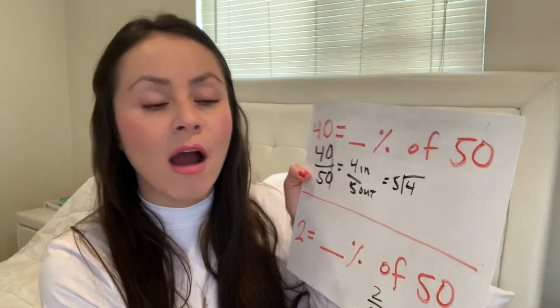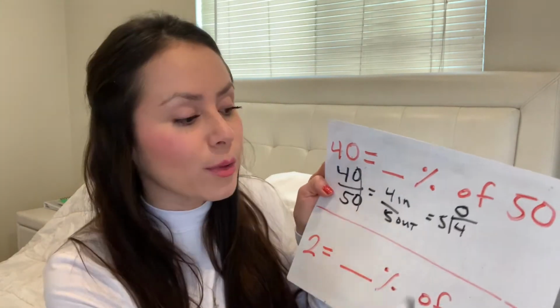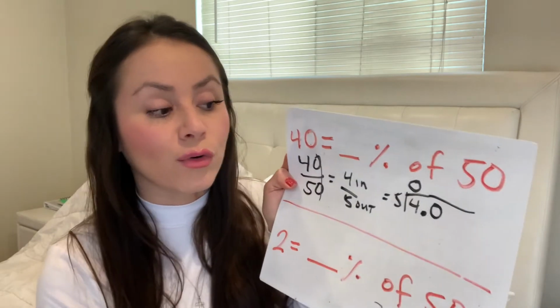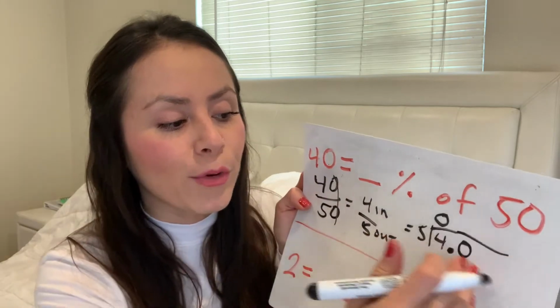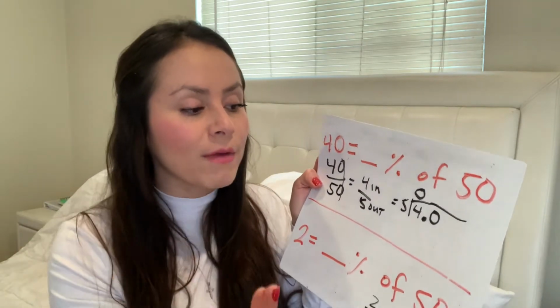5 goes into 4 how many times? It doesn't fit. 5 is too big for a 4. So we're going to put a 0. And then we have no more numbers. I already showed you the trick. What are we supposed to do? Add a decimal and another 0. Because 4 means the same thing as 4.0. So I really didn't change anything. I just added something to help me find the answer.